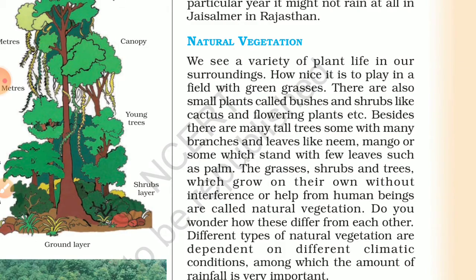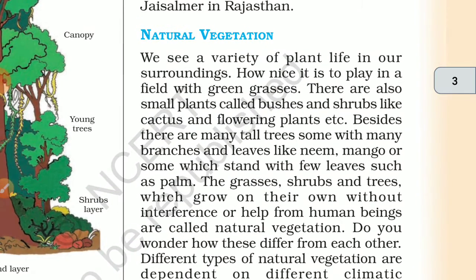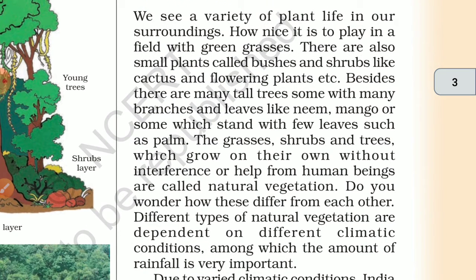Okay. Natural vegetation. What is natural vegetation? Natural vegetation means that which comes from nature. We see a variety of plant life in our surroundings. How nice it is to play in a field with green grass. There are also small plants called bushes and shrubs, like cactus and flowering plants. Shrubs means small plants. ठीक है. So bushes like the cactus, flowering plants, तो ये सारी क्या हैं? Shrubs and bushes हैं. Besides, there are many tall trees, some with many branches and leaves like neem and mango, and some which stand with few leaves such as palm.